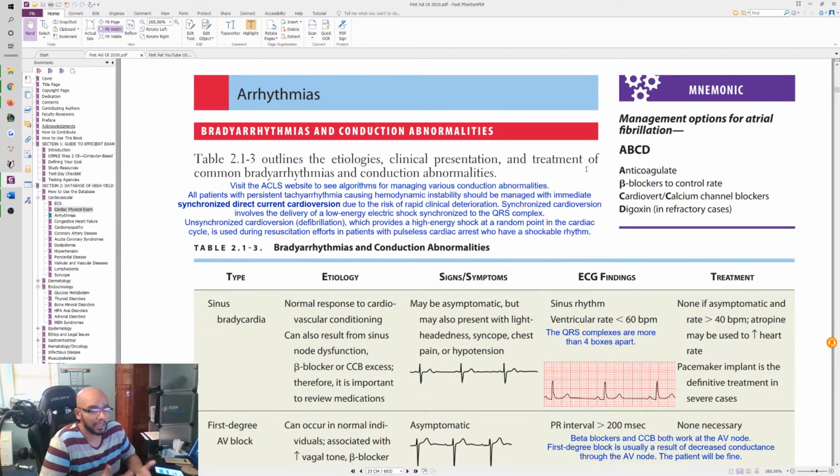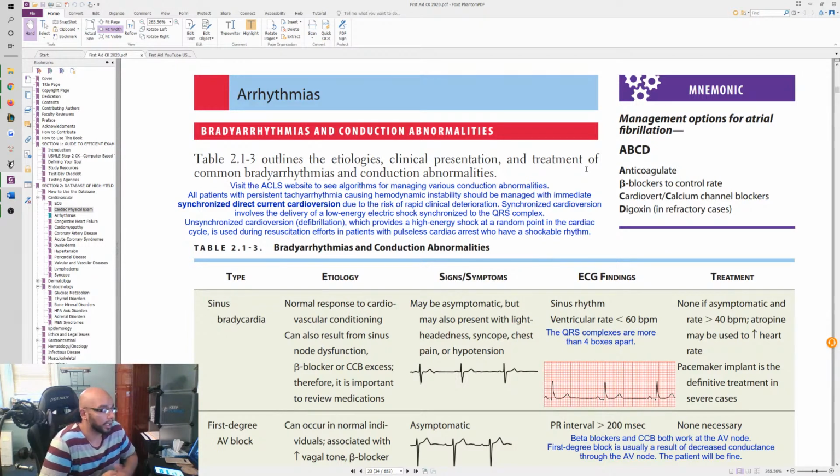There was a more detailed answer on UWorld, so they call it synchronized direct current cardioversion due to the risk of rapid clinical deterioration. All right, so any patient with persistent tachyarrhythmia that's having hemodynamic instability, you put them on that. Synchronized cardioversion involves the delivery of a low energy electric shock that is synchronized to their QRS complex. All right, so it's going to be making things a little better.